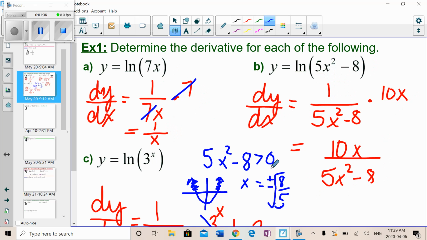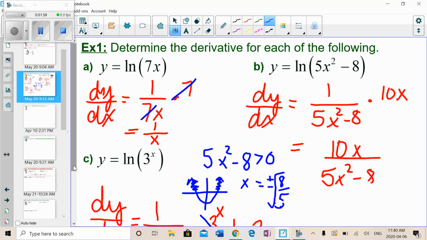Now, all this stuff in blue, you always have to be careful when you're doing logs or lns. You can only log or ln quantities that are greater than 0, so you can't log a negative. So in this case, 7x would have to be greater than 0, or x would have to be greater than 0, not greater than or equal to, because you can't ln 0. Same thing in this case here, 5x squared minus 8 would have to be greater than 0.